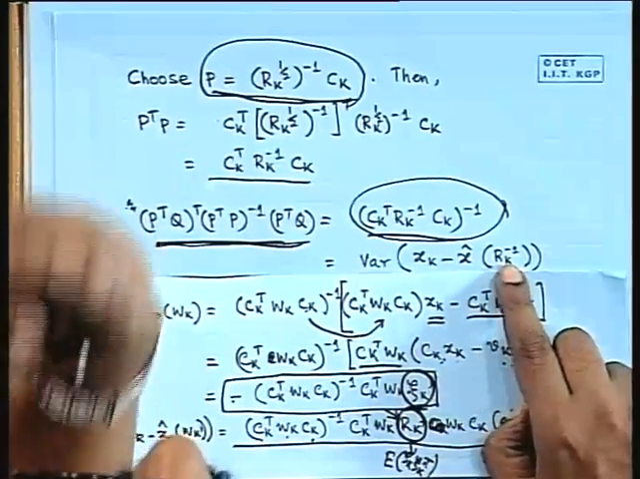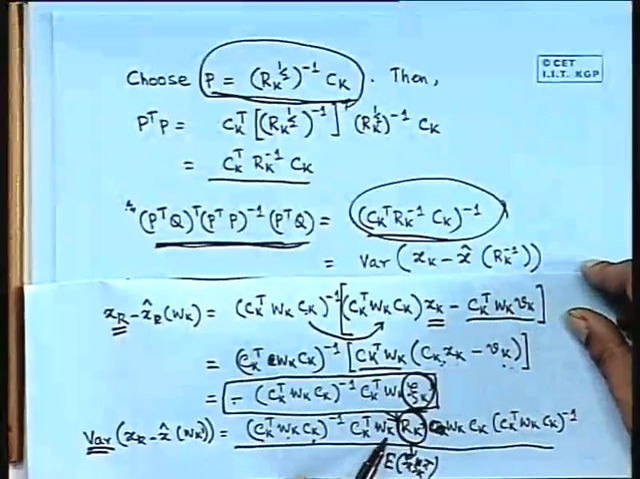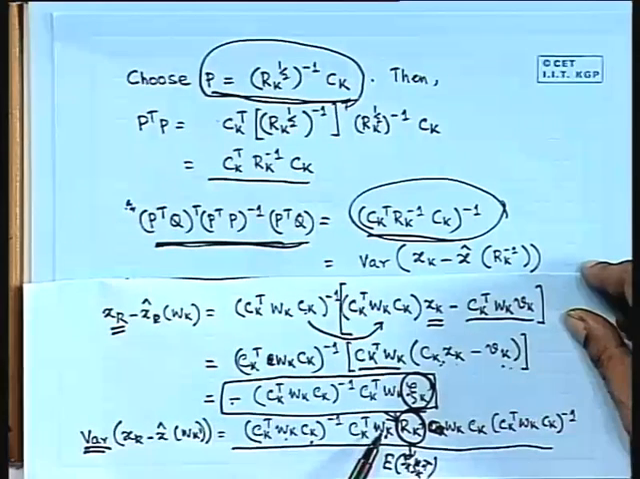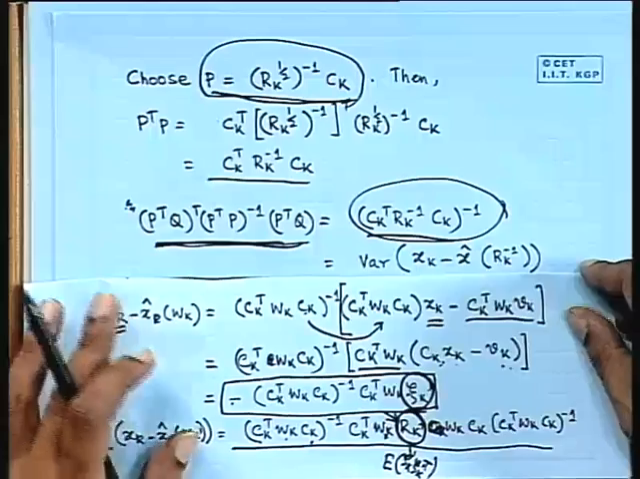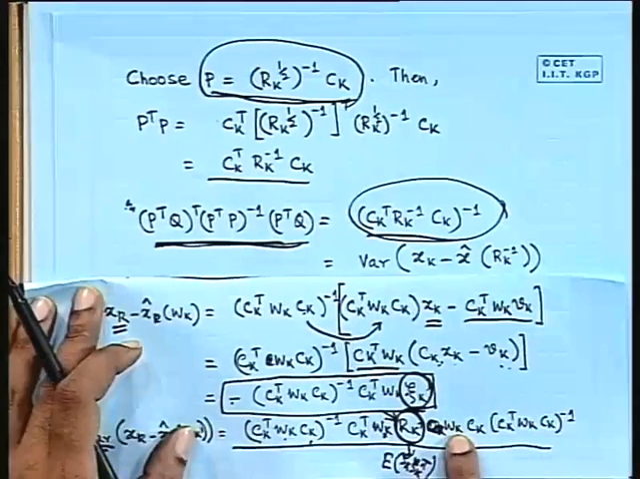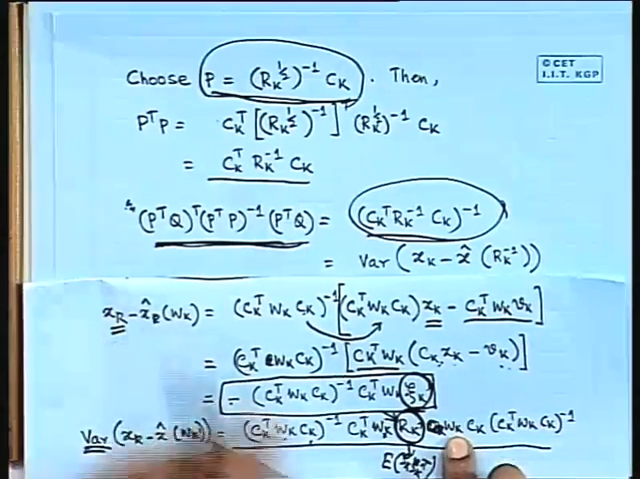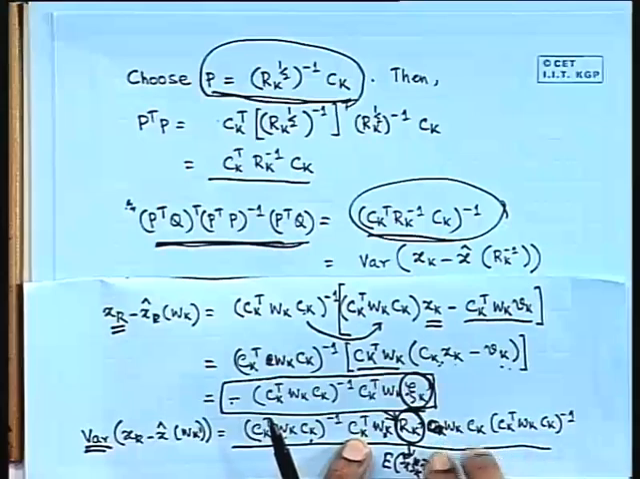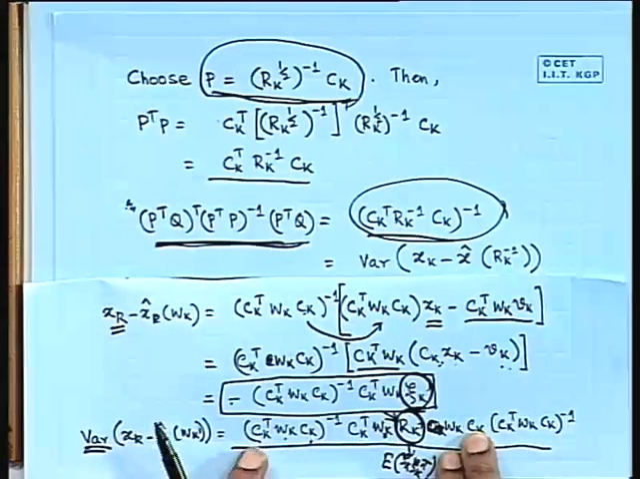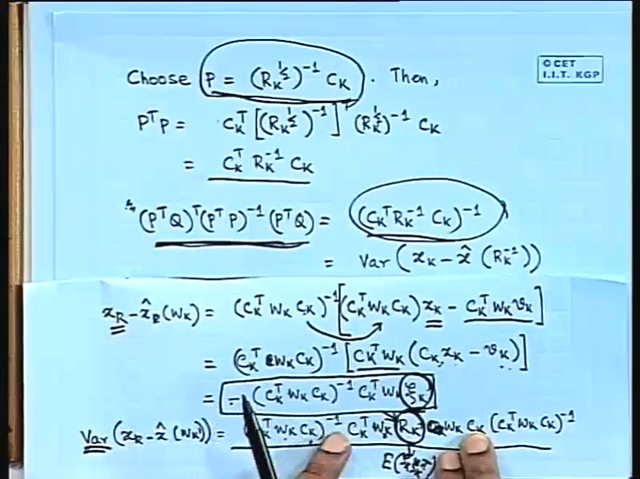looking for choices of WK, is it not? So, if we choose WK equal to RK inverse, you put WK equal to RK inverse everywhere. So, here you have RK inverse. RK inverse and RK will get cancelled, it will become I. There will be one RK inverse left here. So, this will be CK transpose RK inverse CK, and this is CK transpose RK inverse CK inverse.